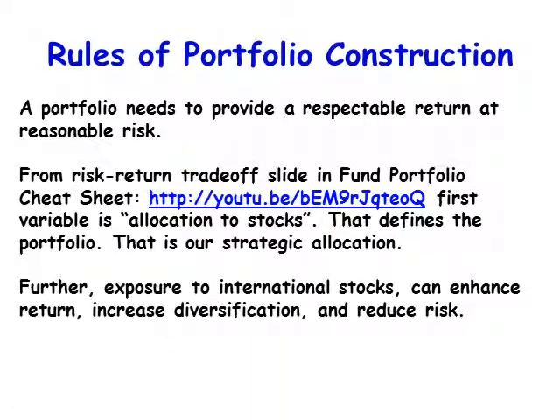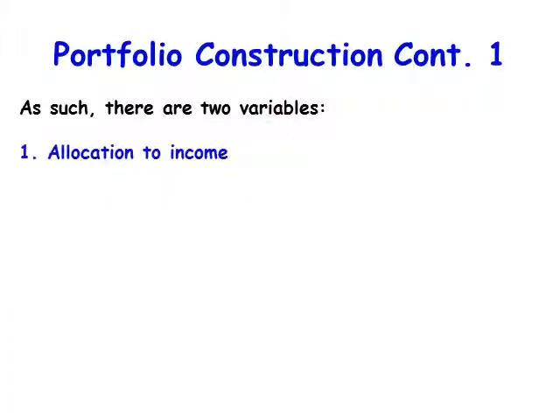Let's continue from here. Further, exposure to international stock can also enhance returns, increase diversification, and reduce risk. Risk is measured by standard deviation. As such, there are two variables we need to consider: how much is the allocation to income, which also gives me how much is the allocation to equities, and how much is the allocation to non-US. In this section, we will discuss allocation to income.